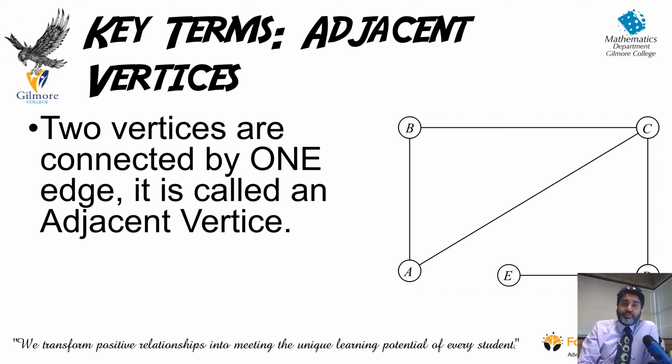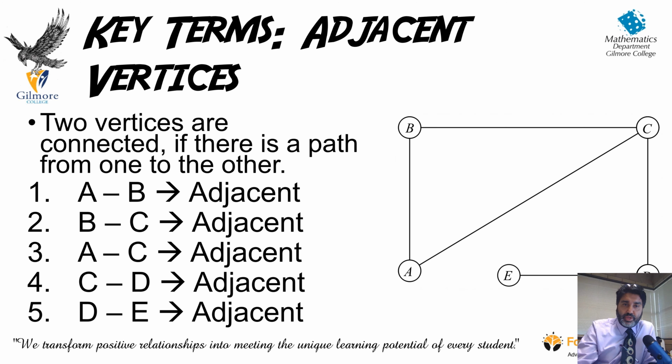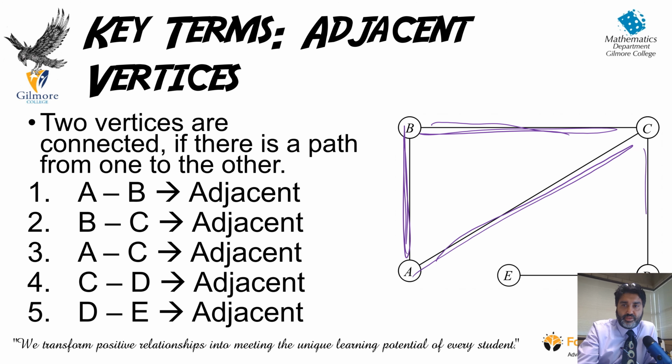Adjacent vertices are two vertices where one is connected by one edge. It is called an adjacent vertex. A to B, all right, they're adjacent vertices. B to C, there's another one. A to C is another one. C to D is another one. D to E is the last one there.